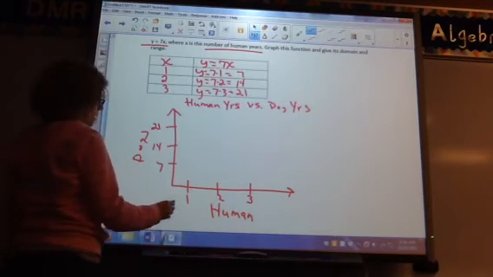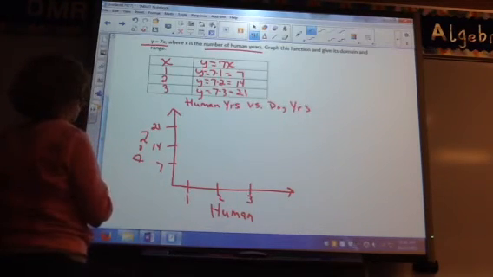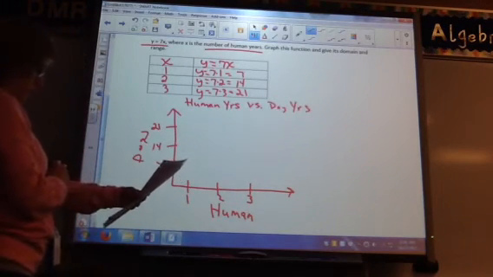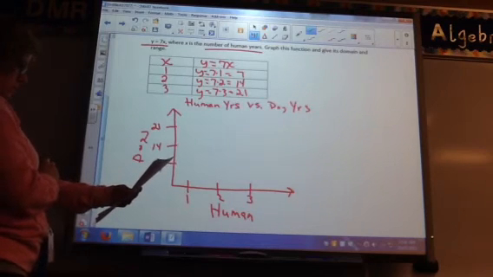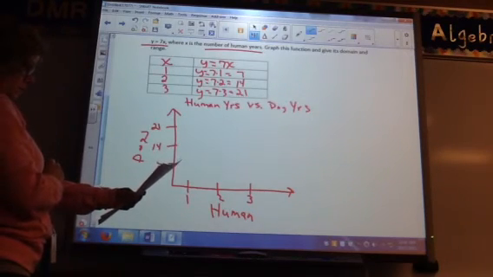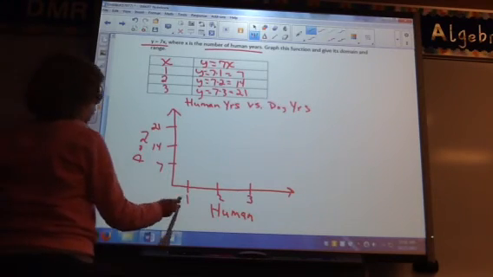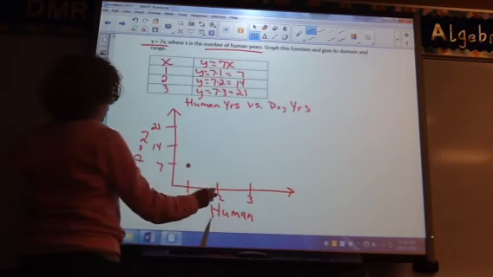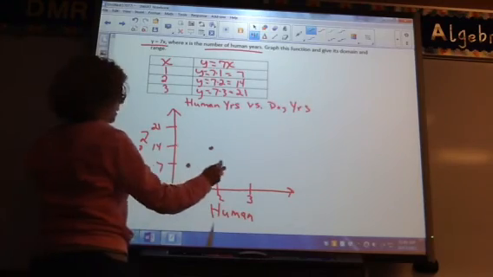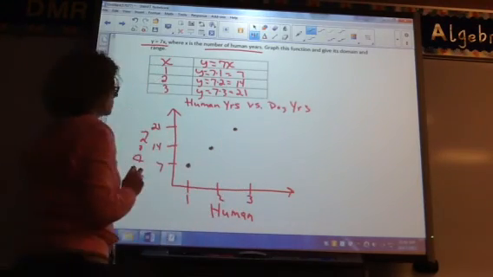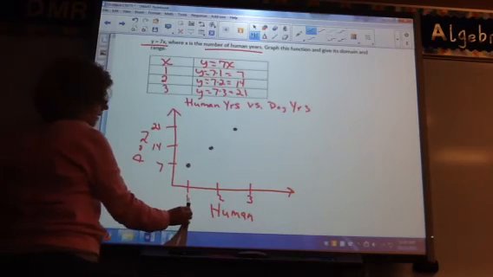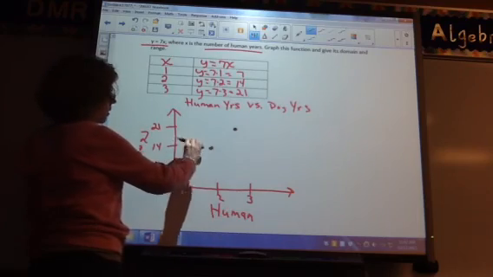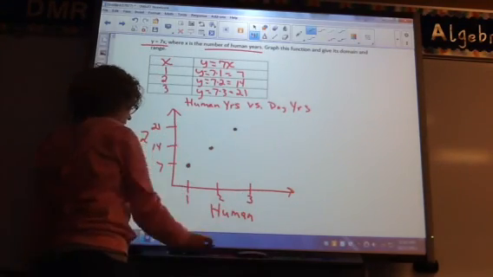All right, when a dog is 7 years old, yep, that's right. So 1 and 7. 2 and 14. And 3 and 21. Okay? So 1 year as a human represents 7 years as a dog. 2 years as a human represents 14 years as a dog. 3 years as a human represents 21 years as a dog.